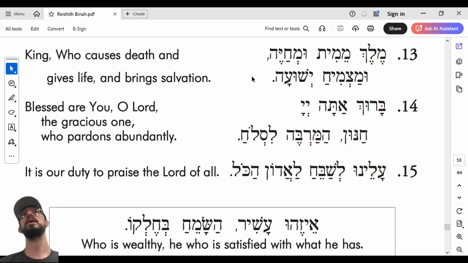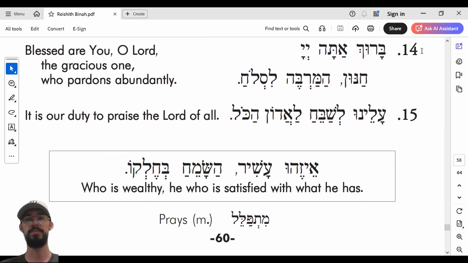Matzmiach would literally be like springs or causes to bud, causes to flower. The root here is tzamach. It's tied with trees and flowers and things that grow from the ground. And he springs forth salvation, if you will. Okay.